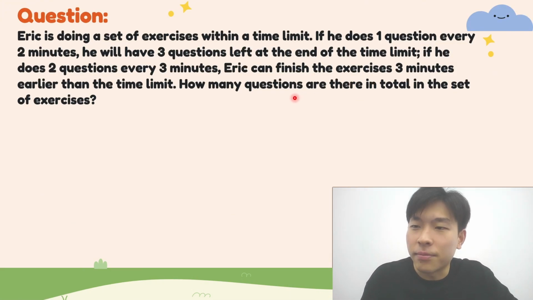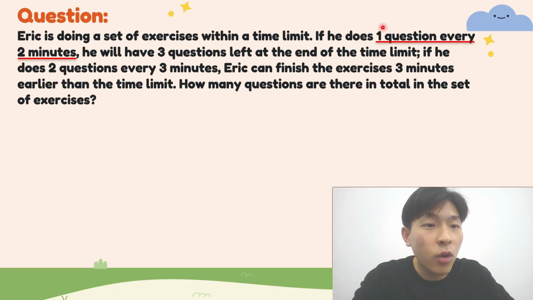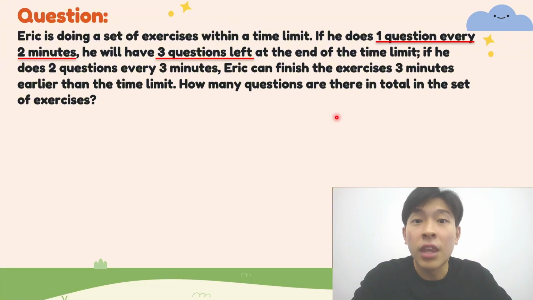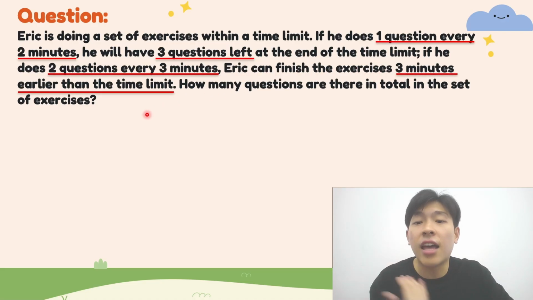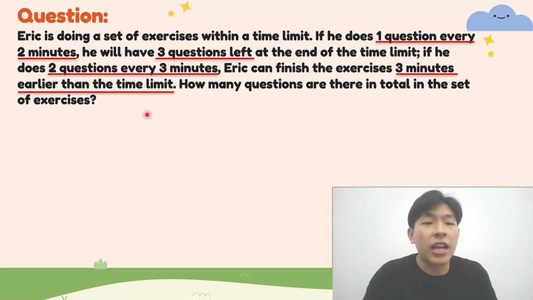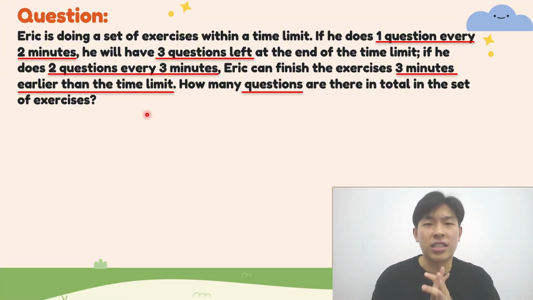First, let's read the question. Eric is doing a set of exercises within a time limit. If he does one question every 2 minutes, he will have 3 questions left at the end of the time limit. If he does 2 questions every 3 minutes, Eric can finish the exercises 3 minutes earlier than the time limit. So how many questions are there in total in the set of exercises?